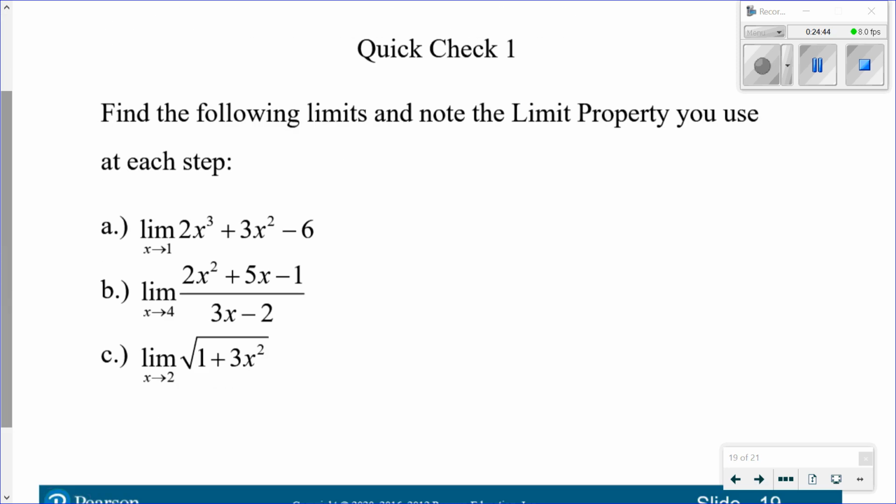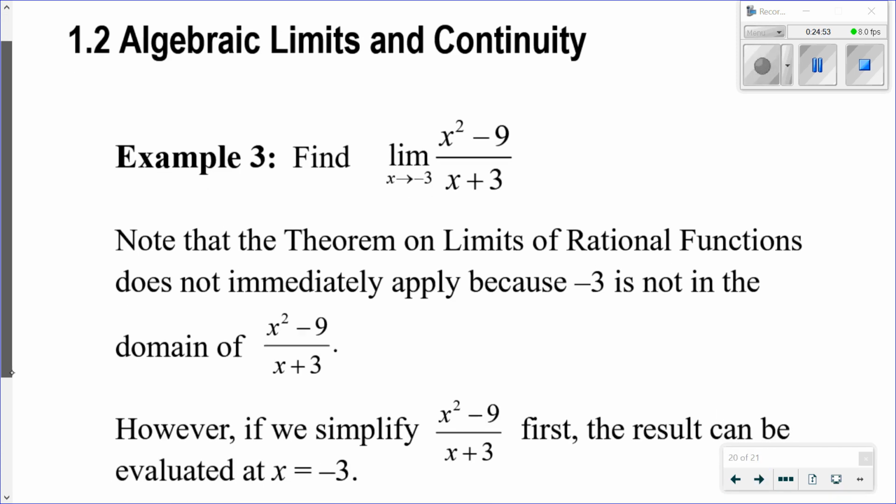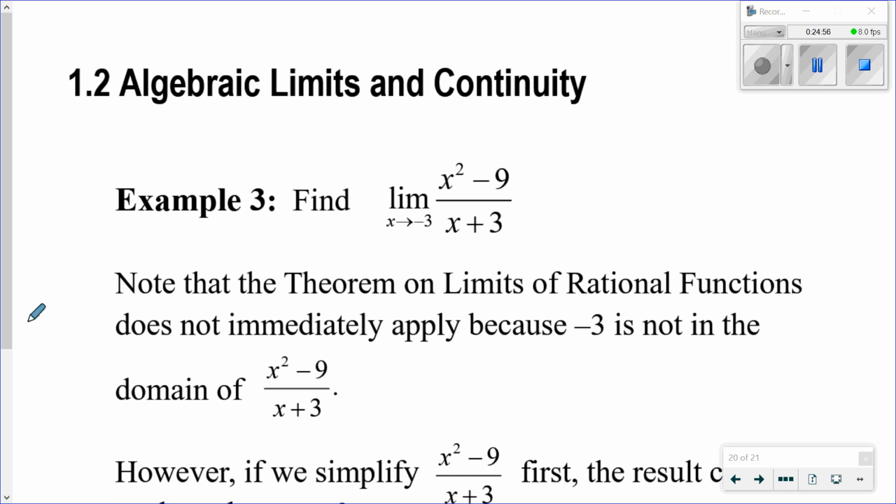Okay, those are some other ones that you can practice if you want. Again, you should be able to plug in on all of those. I want to talk to you about this one, though. The limit as x approaches negative 3 of x squared minus 9 over x plus 3. Am I allowed to plug negative 3 in here? -3 plus 3, that's going to give me a 0 in the denominator, so I'm not allowed to do that. But let's see if there's something else we can do.